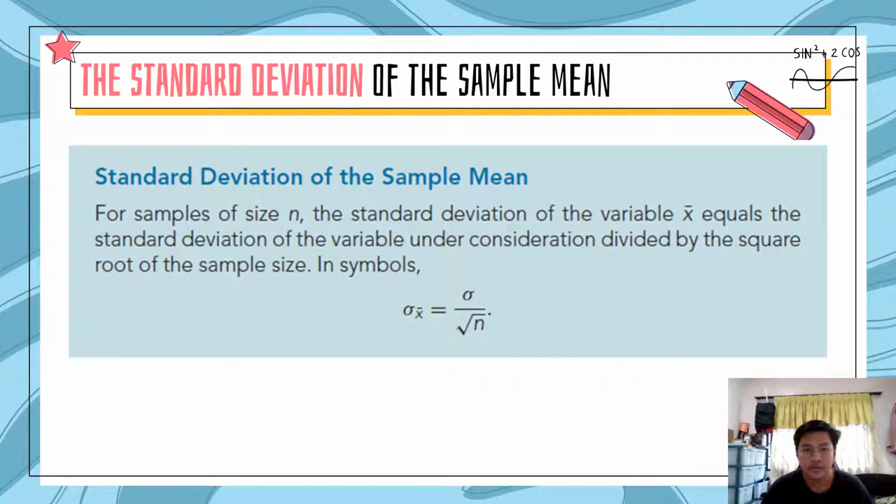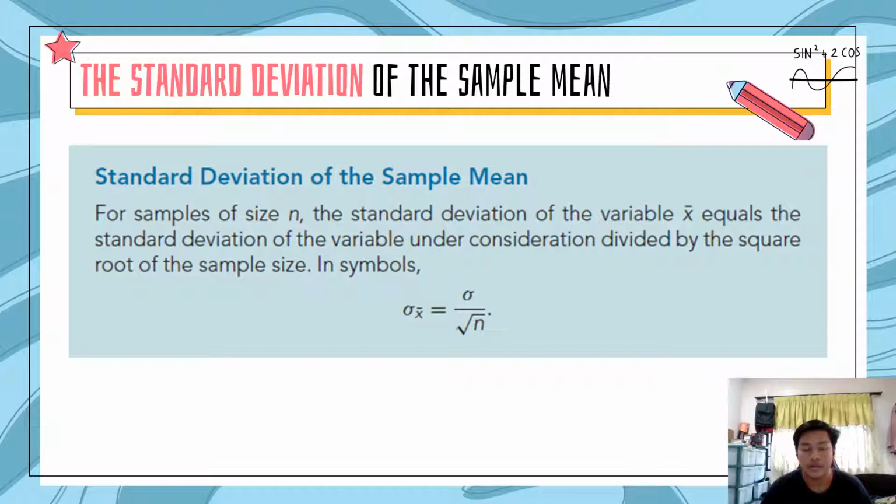So next we go into the standard deviation of the sample mean. To get the standard deviation of the sample mean, we must implement this formula. For a sample of size n, the standard deviation of the variable x-bar equals the standard deviation of the variable under consideration divided by the square root of the sample size. So for example, if you have the mean of the population and you want to find the standard error or standard deviation, this is the formula to get that result.